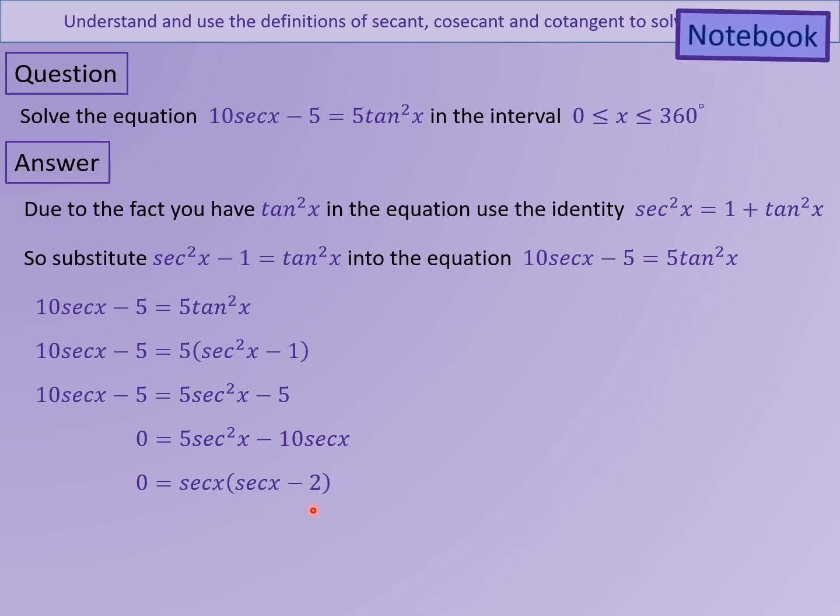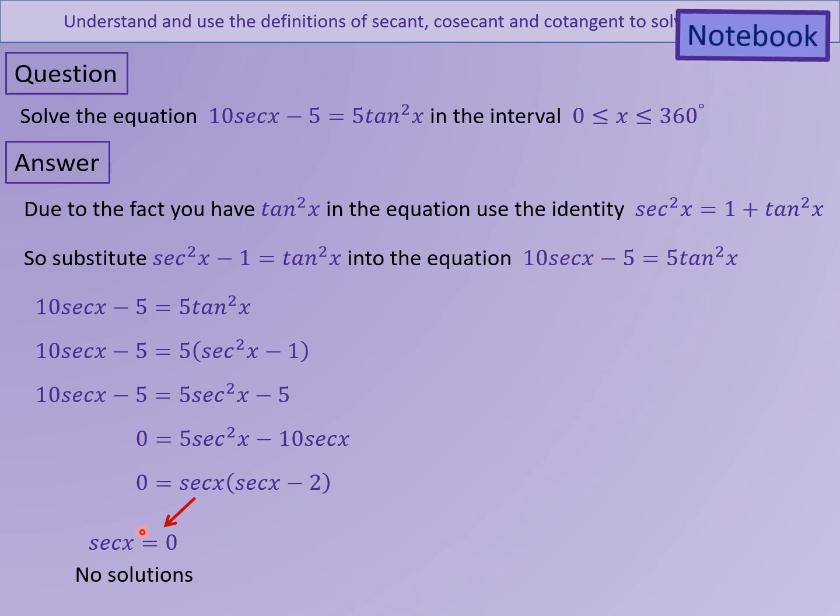And then I can factorise. So I know now that I've got sec x, lots of sec x minus 2. And now I can solve it. So what does that mean? It means either sec x equals 0, or that sec x minus 2 equals 0. In other words, sec x must equal 2.